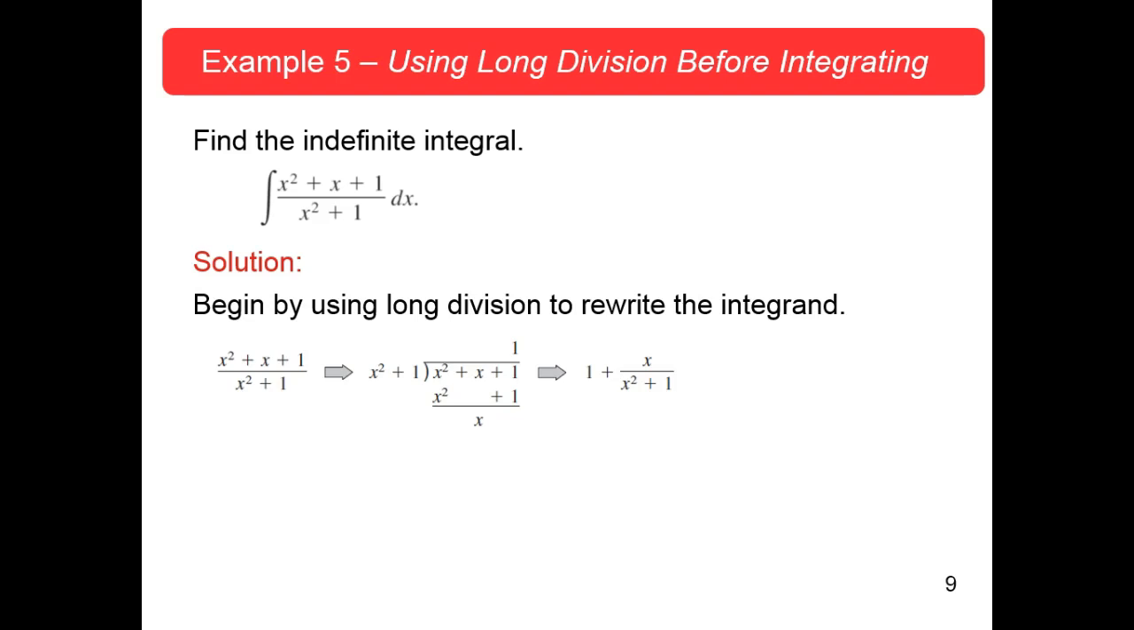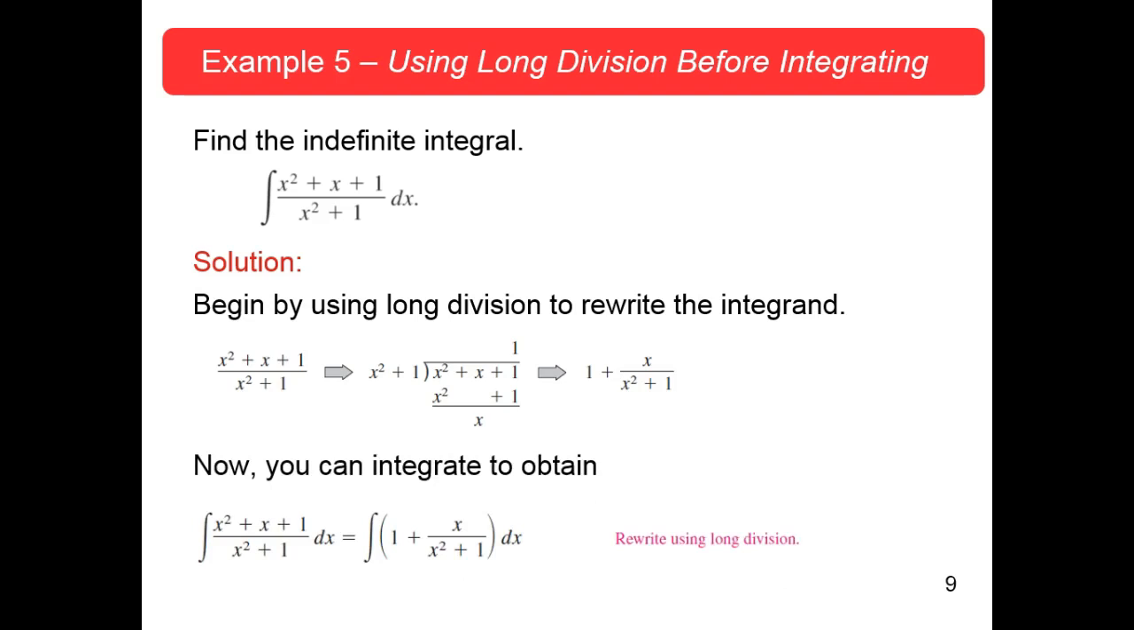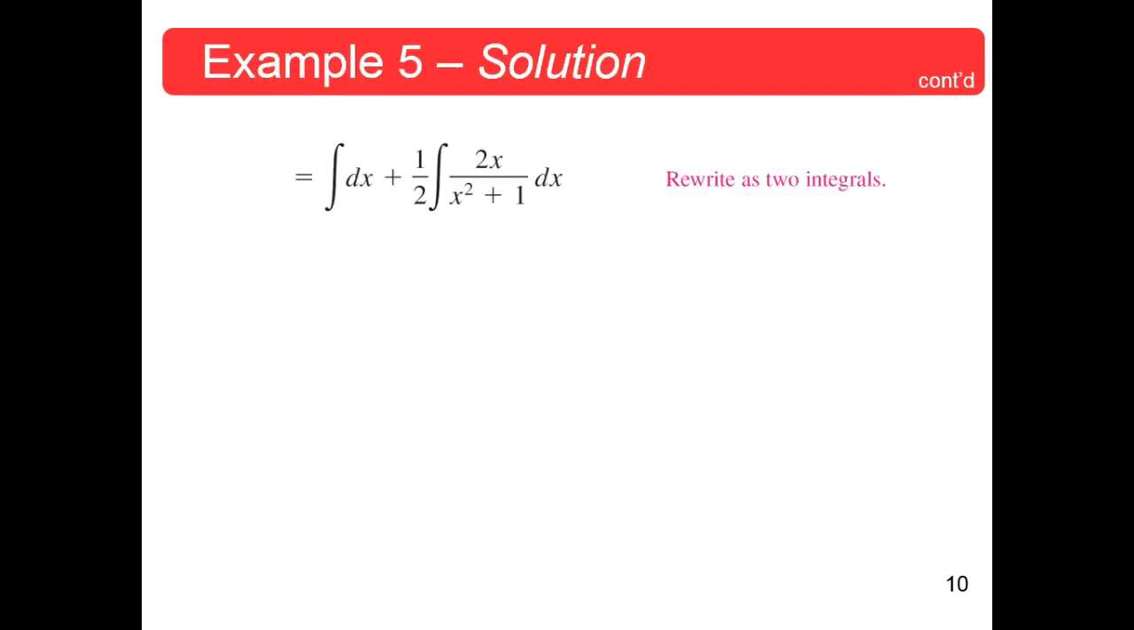Now, how do you know to stop dividing? Anytime your remainder is lower degree than your divisor, okay? And x is lower degree than x squared. Stop there and put it over the divisor. Now, since this thing here was in your integral, put this in your integral, okay? And that would then be the integral of 1 plus x over x squared plus 1, and break that into 2 integrals.